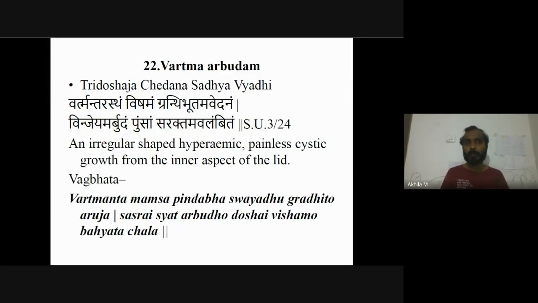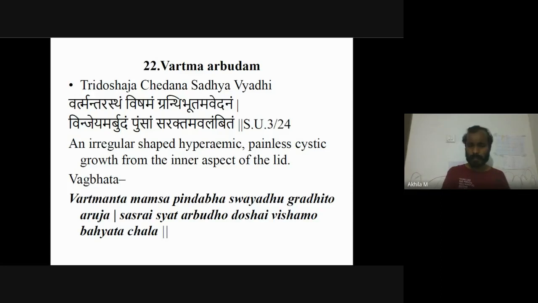Varma Arbuda. Arbuda on the Varma is called Varma Arbuda. It is an irregular shaped, hyperemic, painless cystic growth. Varma on the Mamsa Pindava, Shoyudu, Gredudo, Aruja. Sri Sya Arbudo, Doshe, Vishamo, Bahirajala.